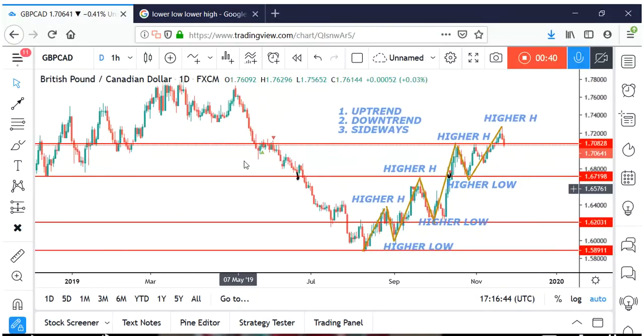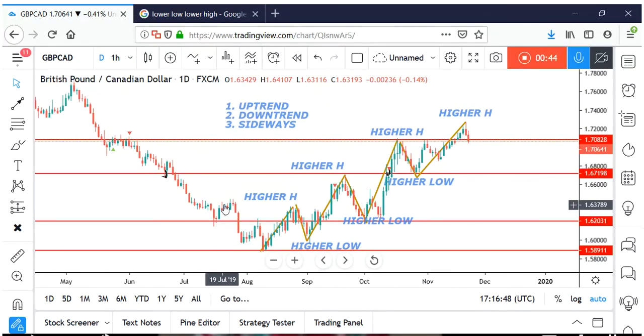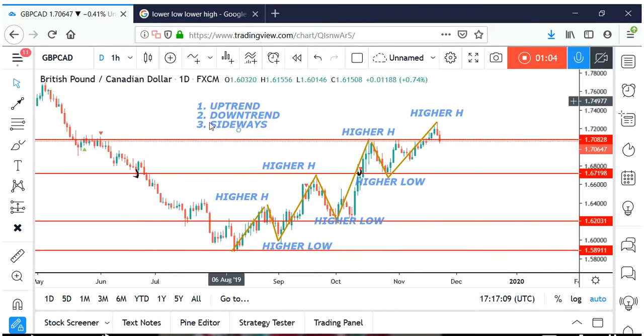The reason why is because in the forex market, the market moves in three phases. We have an uptrend, we have a downtrend, or sideways. So the market could either be going up or down, or it goes sideways. All right, so let's look at number one, uptrend.